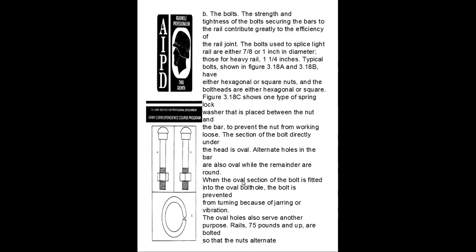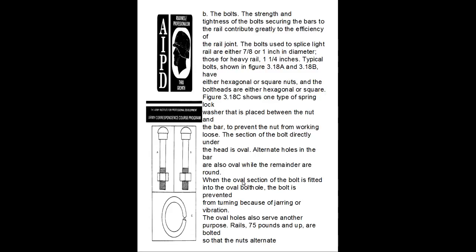The washer is placed between the nut and the bar, preventing the nut from working loose. The section of the bolt directly under the head is oval, fitting an oval bolt hole in the bar. The oval section of the bolt fills the oval bolt hole. The bolt is prevented from turning because of the jarring vibration. The oval holes also serve another purpose.